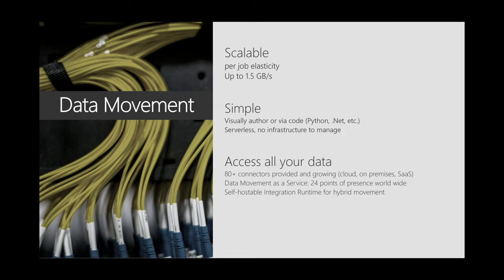Recently, one of our largest retail customers moved about 10 petabytes of data in one single job at throughputs of over 2 GB per second from S3 into Azure. And this was not seen or heard of several months back. The data movement service is available in 24 points of presence, and it enables organizations to not just connect to the cloud sources, but also on-premises sources, SaaS applications, and so forth.